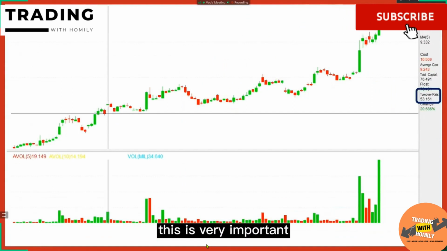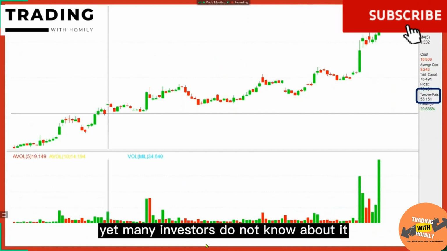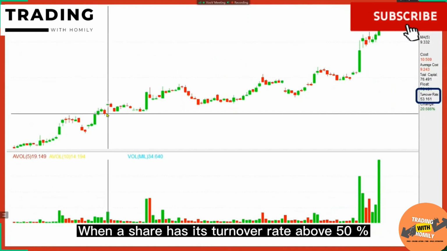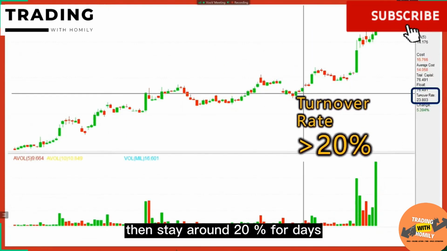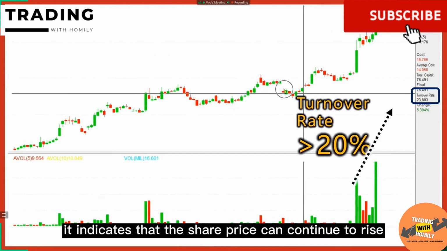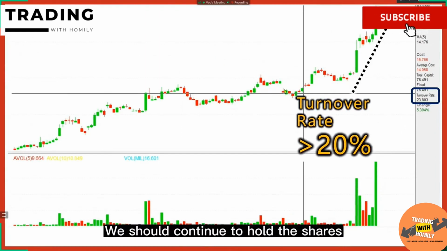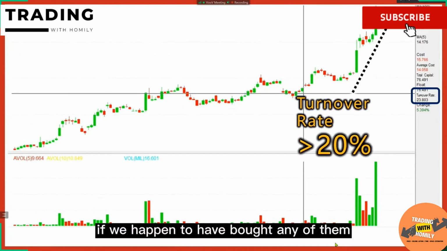Number 5, this is very important, yet many investors do not know about it. When a share has its turnover rate above 50%, then stays around 20% after that, it indicates that the share price can continue to rise. We should continue to hold the shares if we happen to have bought any of them.